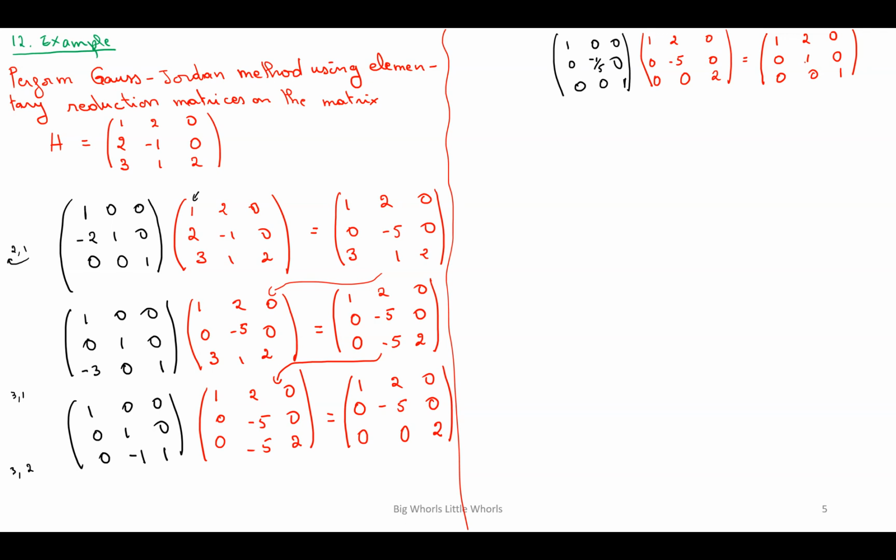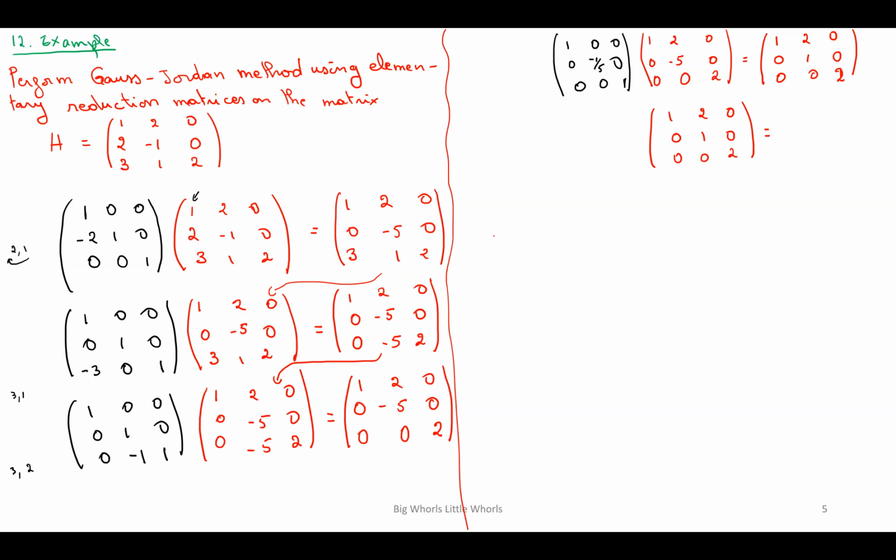The next step is... this is 2, we are not there yet. Okay, so the next step is to have 1 in this row 3, to turn the 2 into 1. So here I have 1, 2, 0, 0, 1, 0, 0, 0, 2.